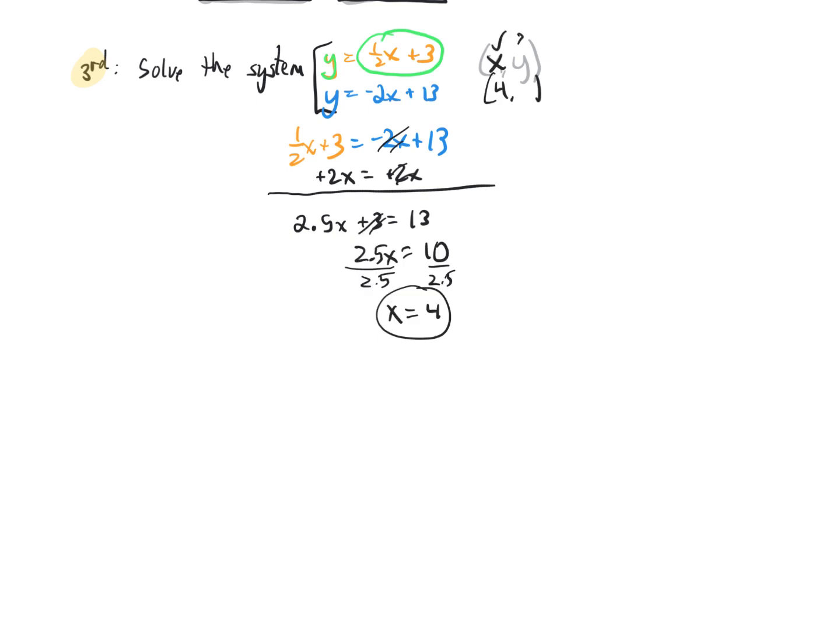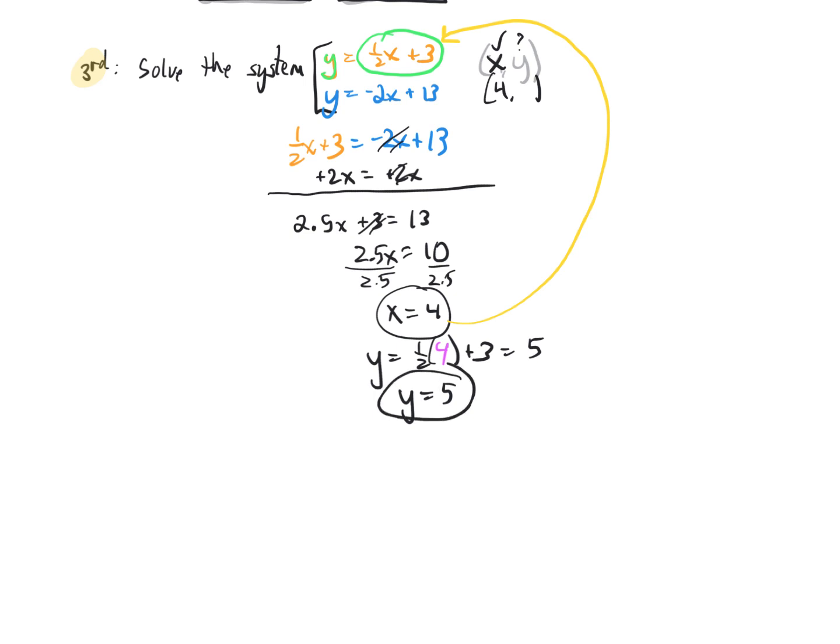Now, what's the y equal to? All you need to do is come full circle to that first step where we circled that expression. It tells us exactly how to find y. You want to know what y is? Here you go. Y is 1/2 of x plus 3. And x is 4. So 1/2 of x plus 3 is half of 4, which is 2. 2 plus 3 is 5. So y is equal to 5.